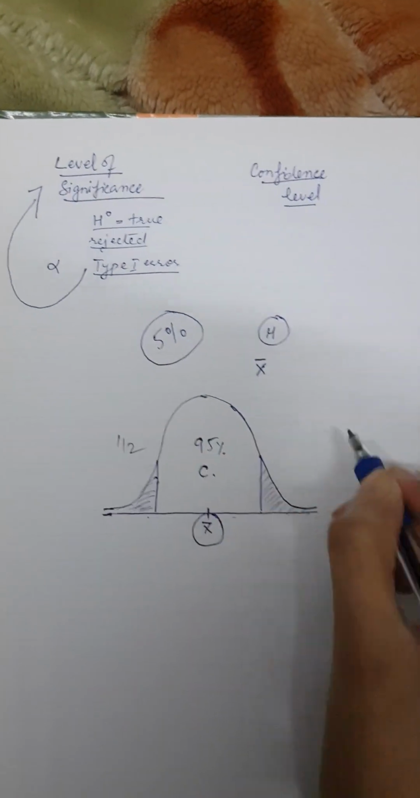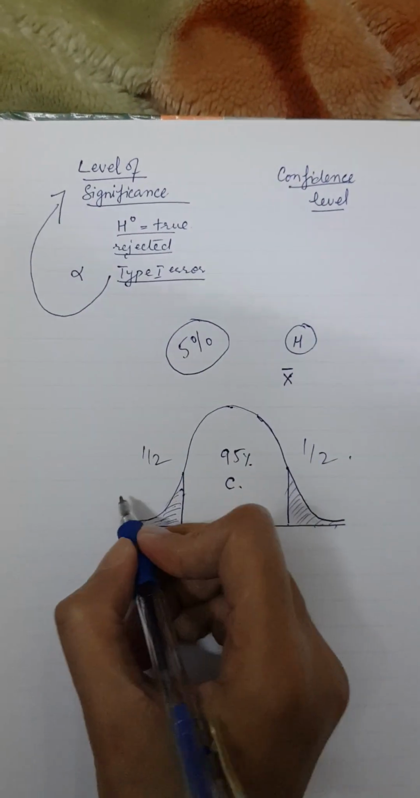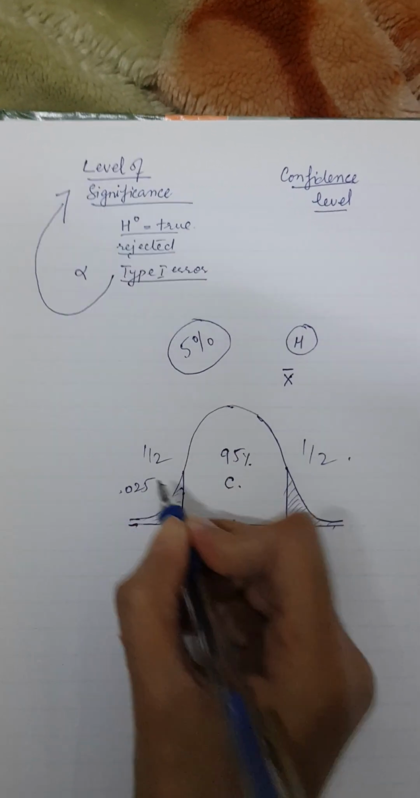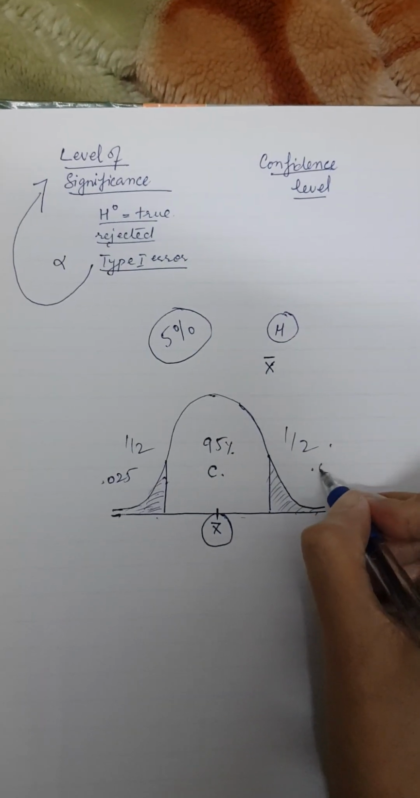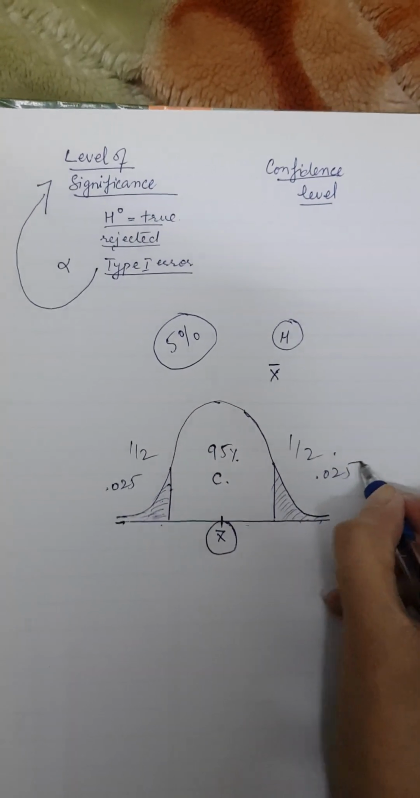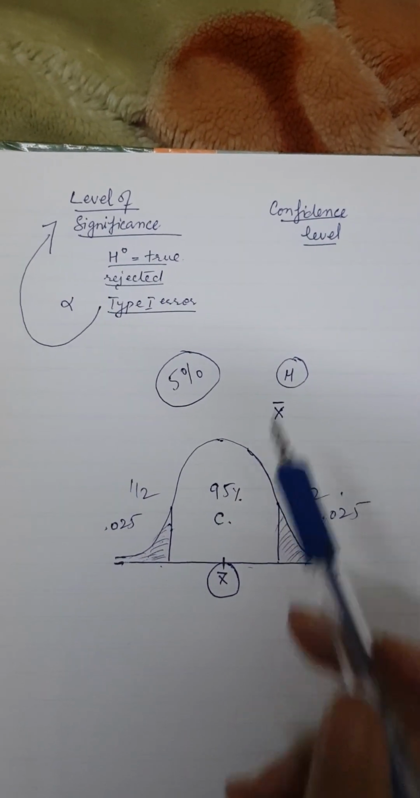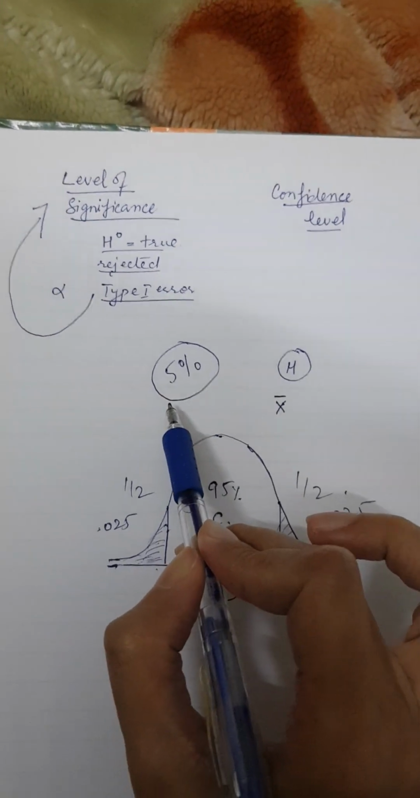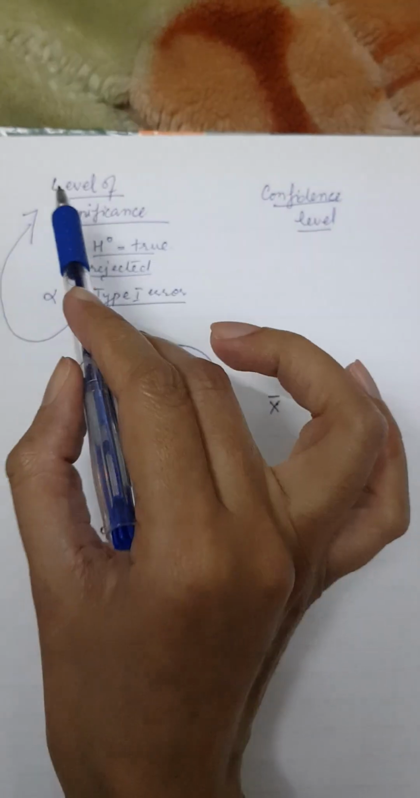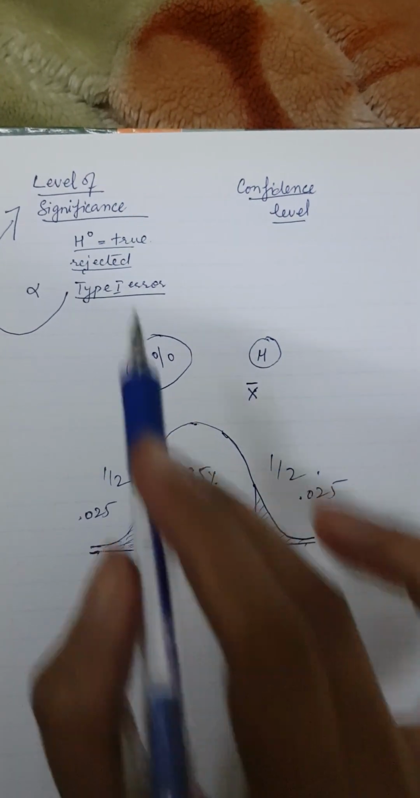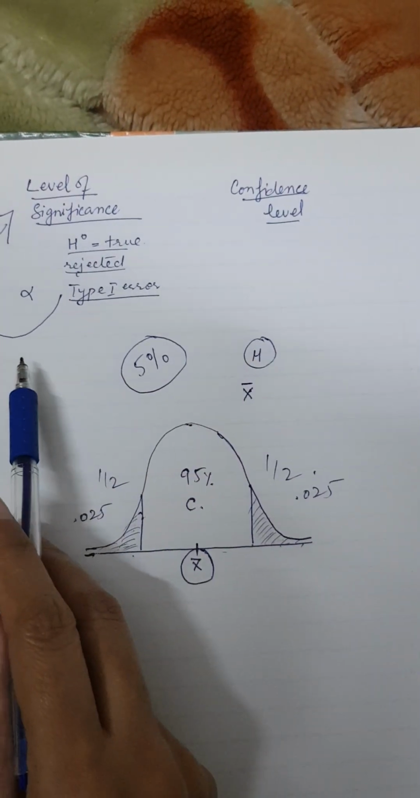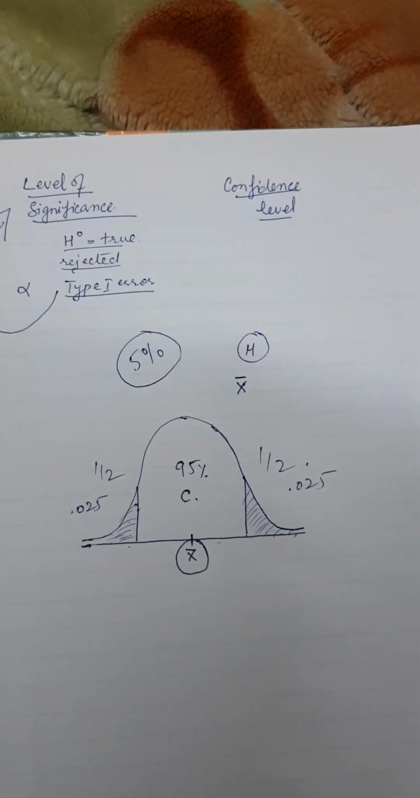Half is here, half is here. So here is 0.025. Here is 0.025. So at a 95% confidence level, there is a 5% probability that a true null hypothesis can be rejected, in 5% of the cases.